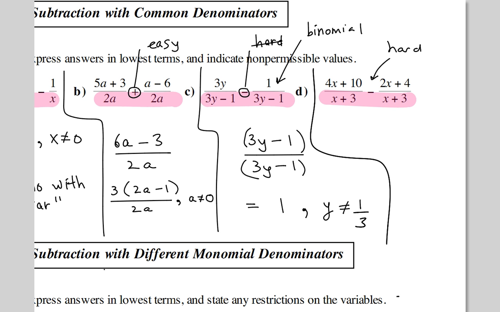Next one. LCD's already there. So we know it's going to be x plus 3 in the bottom. What goes in the top? 4x plus 10 in a bracket minus 2x plus 4 in a bracket. This is where it gets dicey and I lose some of you. This hard style of question here. Because you have to think to yourself, okay, this negative is being distributed onto both terms. I'm subtracting that whole entity. I'm subtracting that whole parentheses. I'm subtracting, what's another word for bracket?